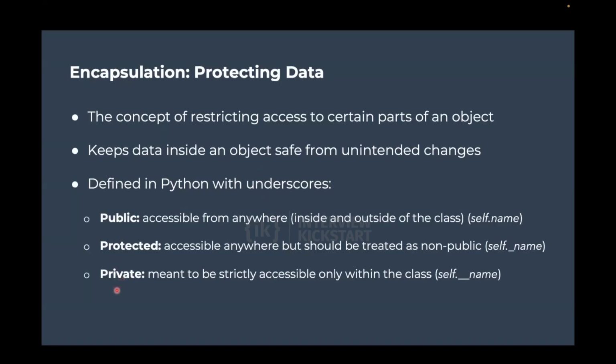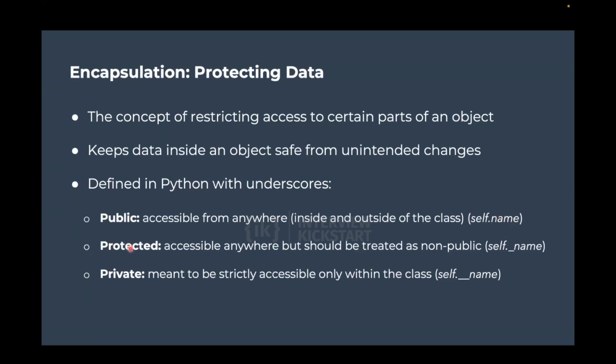So public attributes or methods are the ones we have already seen, no change in the naming, and they're accessible from anywhere, both inside and outside of the class. And the syntax is just self.name, right? The name of the attribute, the name of the method, with no difference.